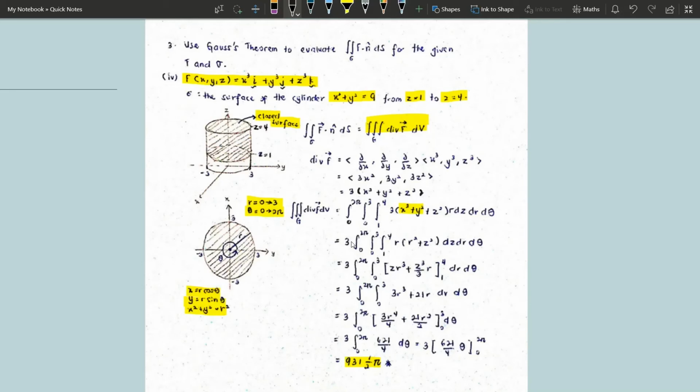So we integrate it one by one. Firstly, we integrate with dz. With dz, we will get (3r cubed plus 21r) dr with the limit 0 to 3, and d theta with the limit 0 to 2 pi, with 3 on the outside. After that, we integrate again with dr, followed by d theta. So the answer will be 931 1/2 pi. Thank you.